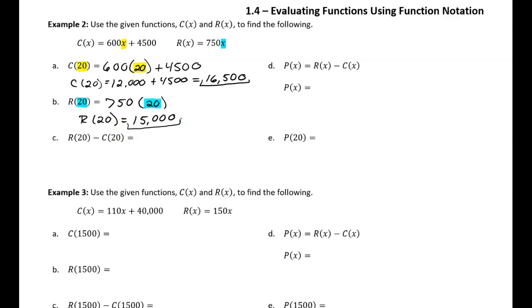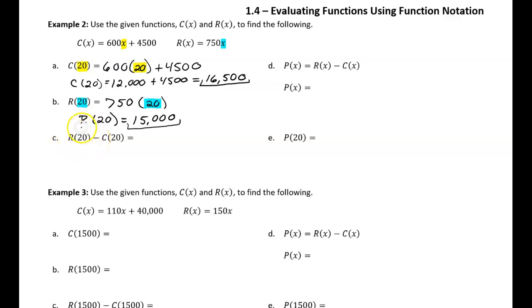Let's keep going. Part C, we're looking for R of 20 minus C of 20. So we're using both now. We're using both the function R and the function C. Now they're both being evaluated at 20, which is great. But what's more interesting is that we would have to find these values first and then do the subtraction. Remember, this is not a regular parentheses of multiplication. We can't factor out the 20 and just do R minus C. That wouldn't have any meaning here.